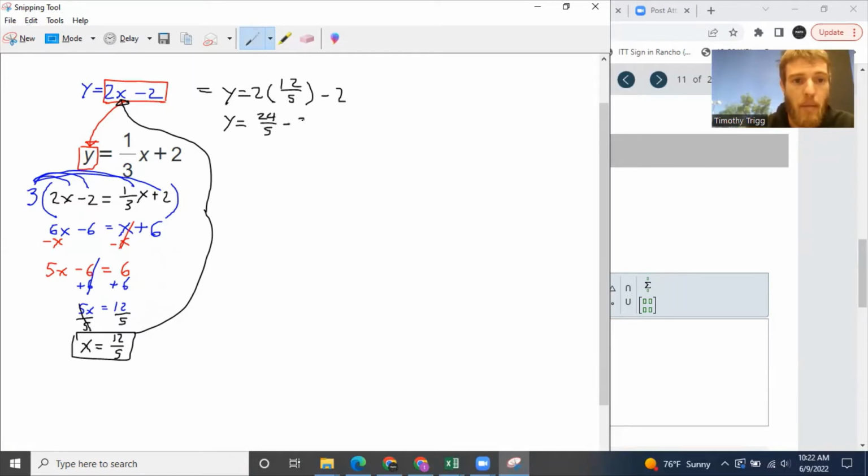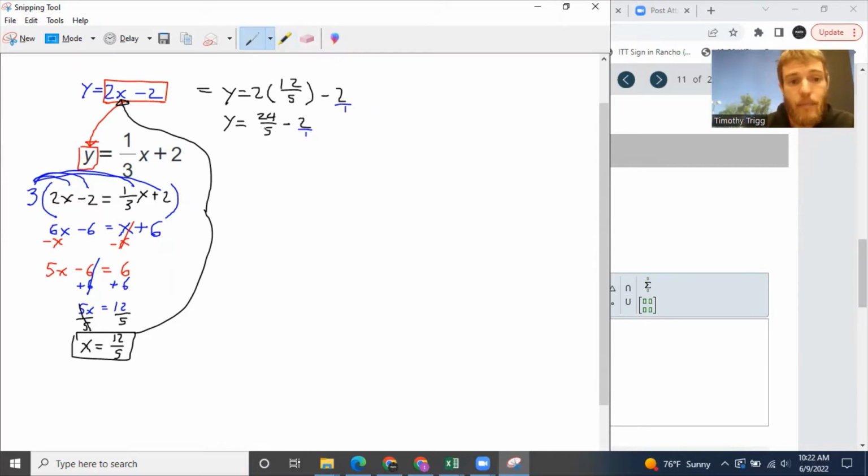And then we still have a minus 2. Okay, hopefully you're strong with your fractions. I could think of this 2 as 2/1. And when we add or subtract fractions, we need to have something in common. Hopefully you remember, we need to have a common denominator. So when we're adding or subtracting fractions, we need a common denominator.